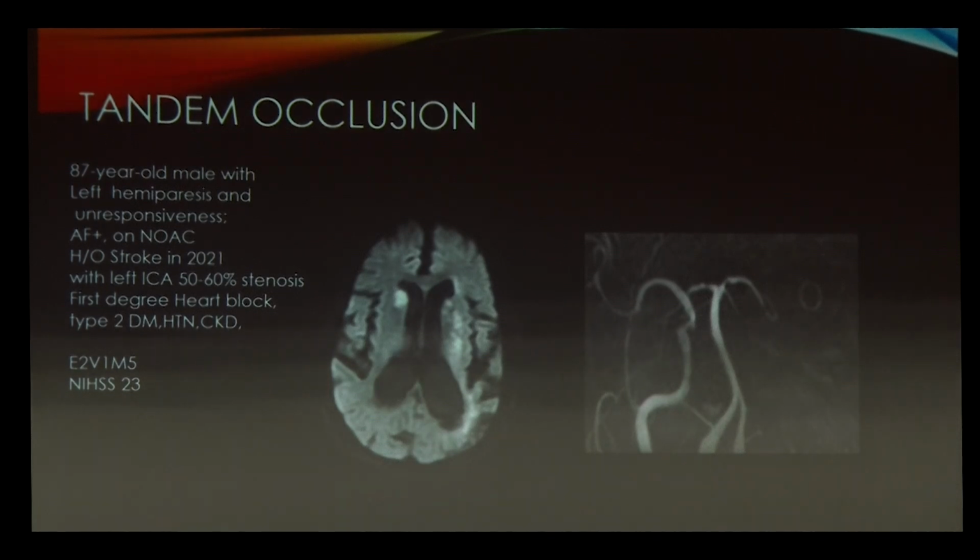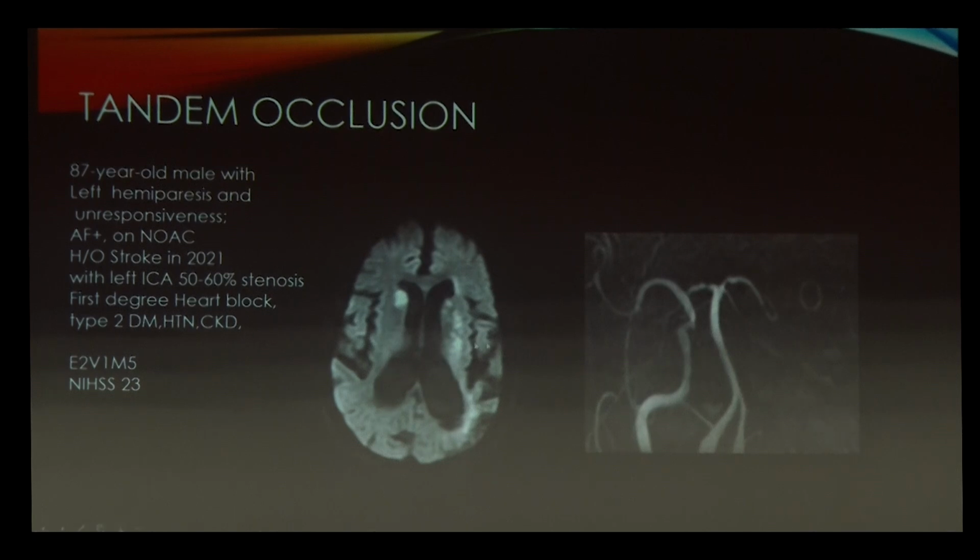So this is another case of tandem occlusion. He is an 87-year-old male with left hemiparesis, who presented to the emergency in an unresponsive, drowsy state, with atrial fibrillation on NOACs. He had a history of stroke in 2021, when he was diagnosed with left ICA 50 to 60% stenosis already. He also has first degree heart block, type 2 diabetes, hypertension, and CKD. This patient presented with an E2V1M5 state with a very high NIHSS of 23.